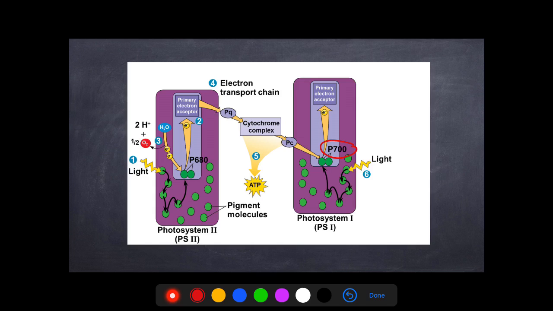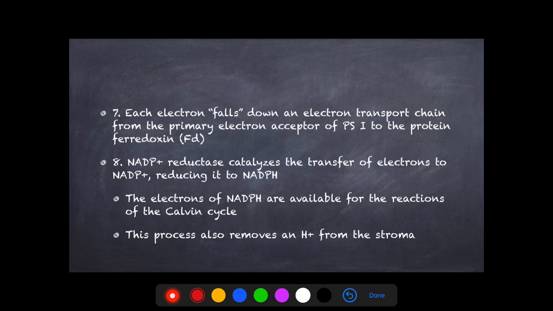So you'll see this. You have P700 here. You have electrons that are going to be excited and go to the primary electron acceptor, and then it will become reduced. From P700 plus, it will become P700 after it gets reduced.